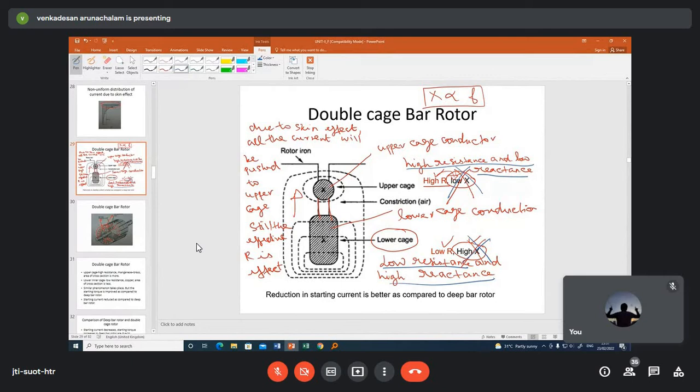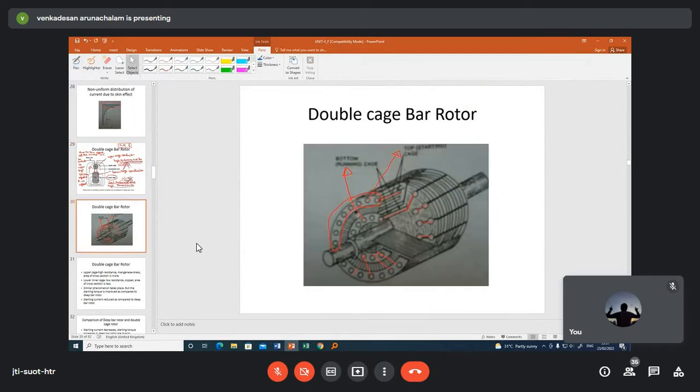Starting performance is improved when compared to the deep bar rotor, right? So this is your 3D diagram of the double cage rotor. You can see here, this is your lower cage, bottom cage, and this is your upper cage. They have cut it and shown it for better understanding. This is the top cage or upper cage.